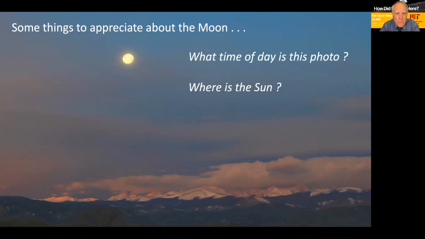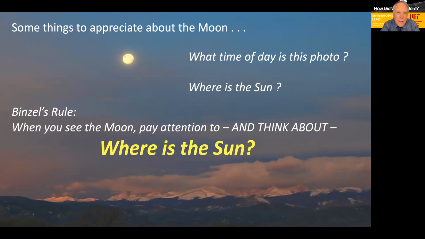When you look at the moon in this picture, where's the sun? Where's the sun relative to the camera lens? Where's the sun? Well, these questions lead to a simple rule that says when you see the moon in the sky, pay attention and think about where the sun is. So why have this rule? Why is this rule important to having a cosmic perspective?